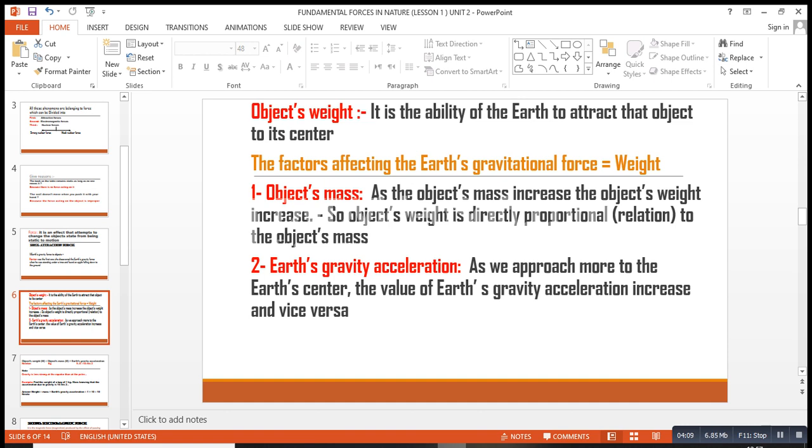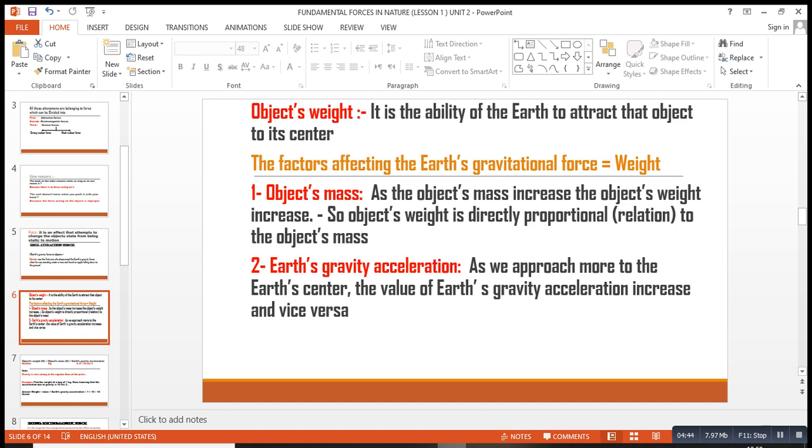Okay, as the object mass increases, the object weight increases. So the object weight is directly proportional to the object mass. Don't forget, as we said last semester, that mass doesn't change by changing the place. So if your mass on the Earth is 60 kilograms, your mass in space or on the moon is also 60 kilograms. Your mass doesn't change, okay? But your weight could change, because they have a direct relationship.